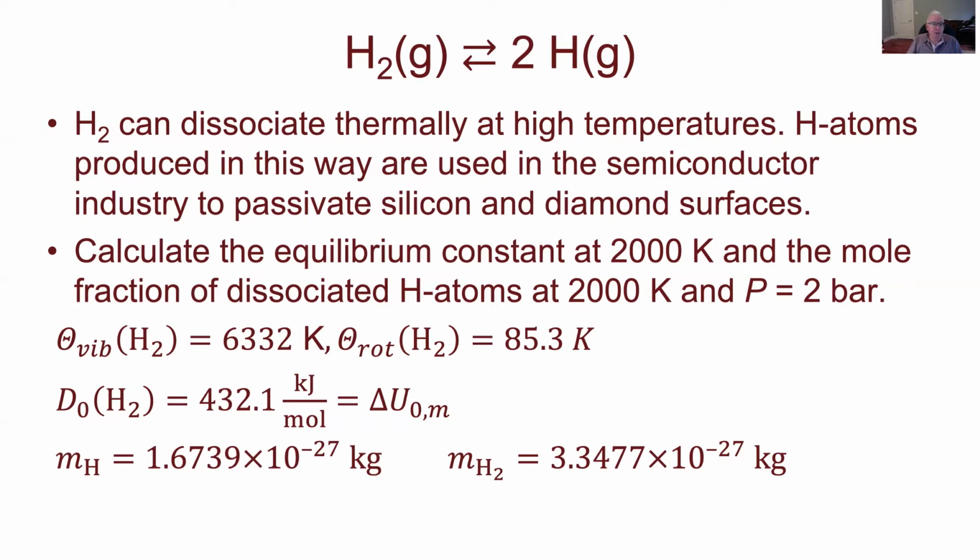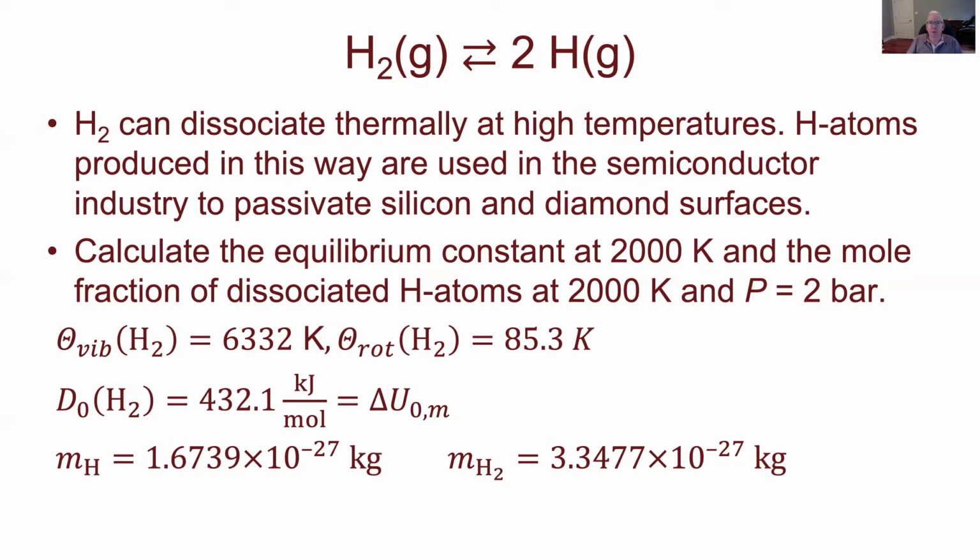So to calculate a value for the equilibrium constant at 2000 Kelvin, we're going to find the fraction of the dissociated hydrogen atoms at 2000 Kelvin and at a pressure of 2 bar. Information that I've got here, I have for the H2 molecule the vibrational and rotational theta parameters, these temperature unit constants that describe the energy levels for those. We've been using those in calculating partition functions.